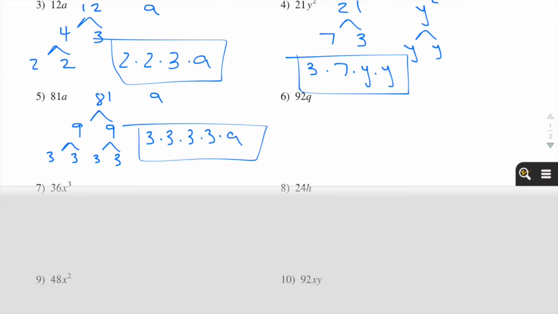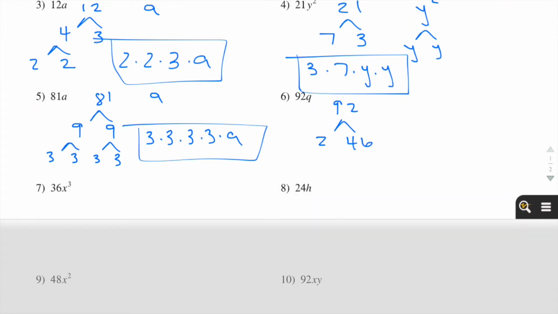Number 6, 92q. Let's go ahead and write 92. Because it ends in a 2, we already know it's divisible by 2 because it's an even number. So we put 2. 2 goes into 92 46 times. 2 can't break down any further, but we can break down that 46 to 2 and 23.